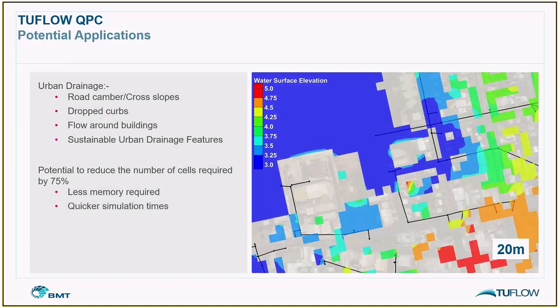Typically, you would want 6 or more cells across the width of a feature to represent that conveyance, so six or more cells across the road. And with TUFLOW Quadtree, this can be represented without applying the same resolution throughout the model domain.